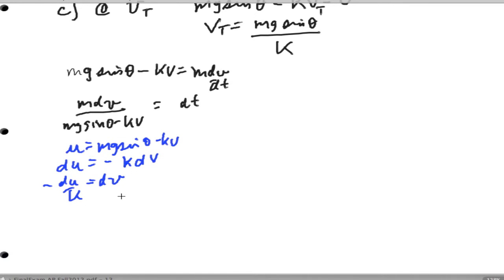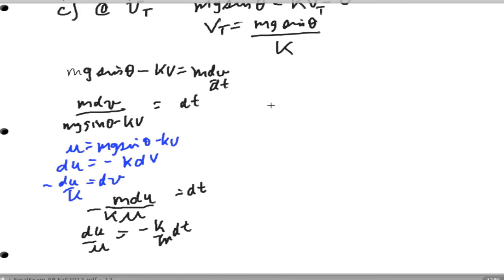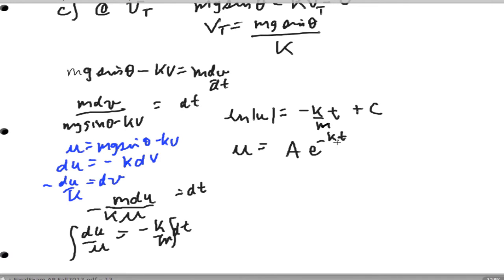So I will end up getting then m times negative du over k, over u, equals dt. And so I will end up getting du over u equals negative k over m dt. I'll integrate both sides, and I'm going to get the natural log of u equals negative k over m t plus c. And so I get u equals a e to the negative kt over m.